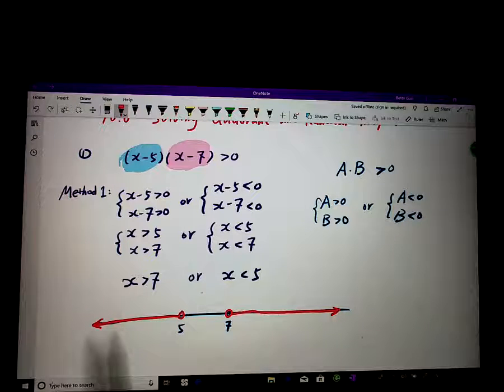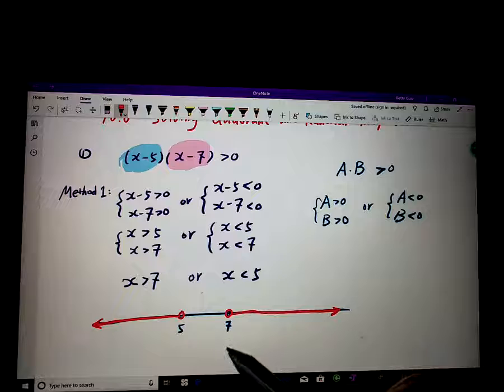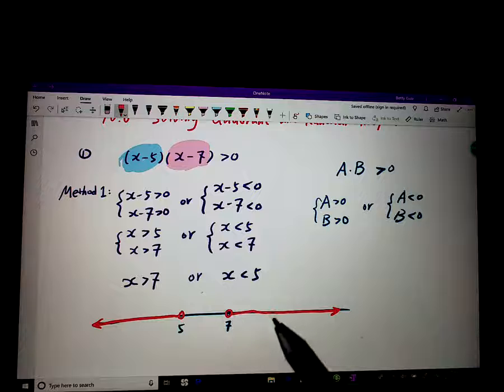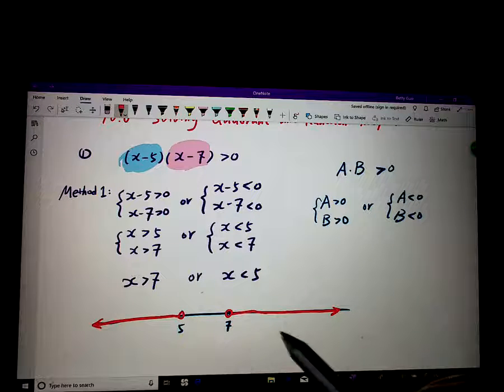The solution set includes all the real numbers to the left of 5, also all the numbers bigger than 7, to the right of 7. In interval notation, we could write the solution set as a union of two intervals. Remember, how do we define an interval? An interval is defined as one whole piece on a real number line.